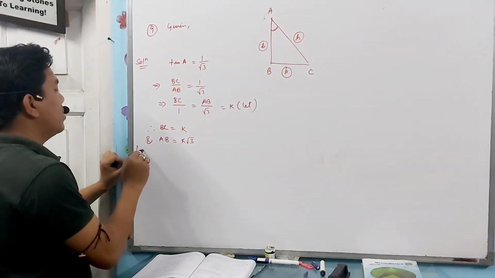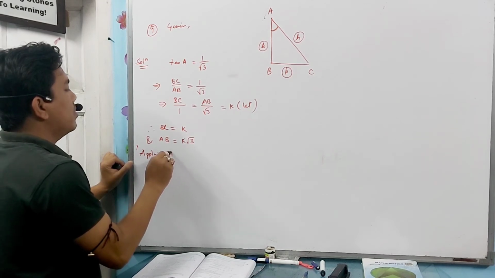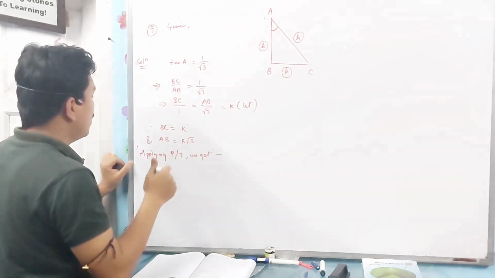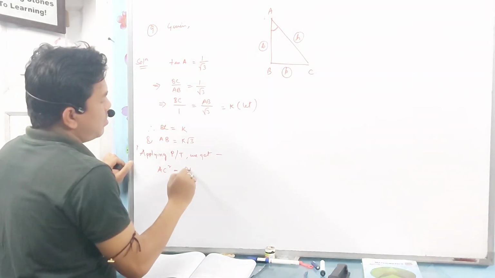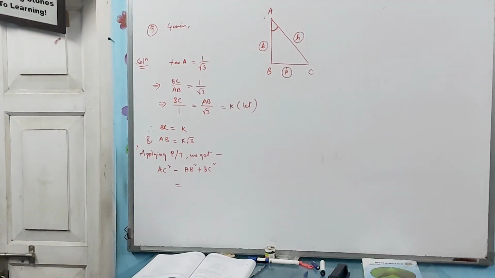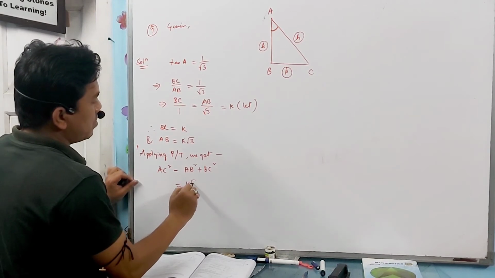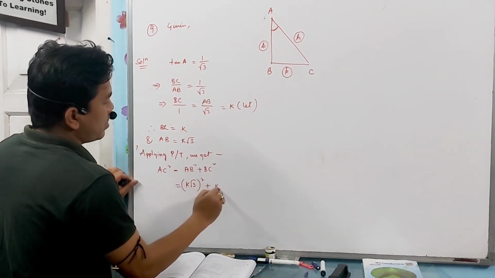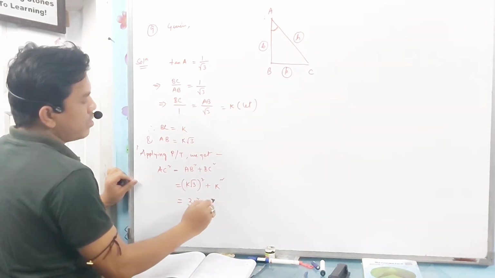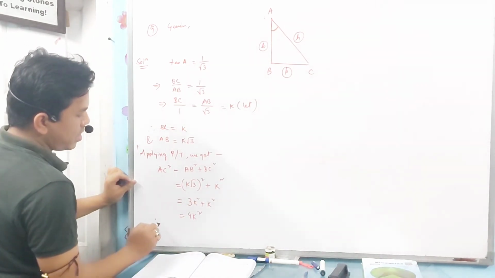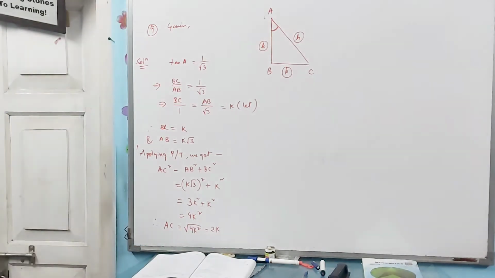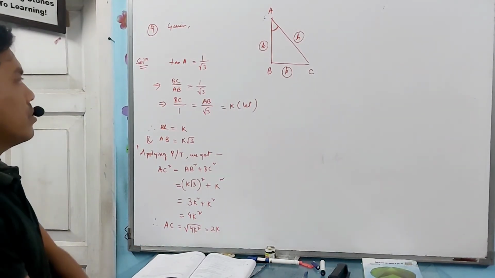So we'll apply Pythagoras theorem. AC square will be equal to AB square plus BC squared. What is AB here? K root 3 whole square. And BC is K squared. Root 3 square means 3, so 3K squared plus K squared, we got 4K squared. So AC will be equal to square root of 4K squared, that is 2K. So now we got the value of AC also in terms of K.